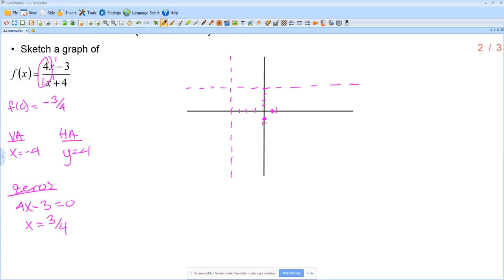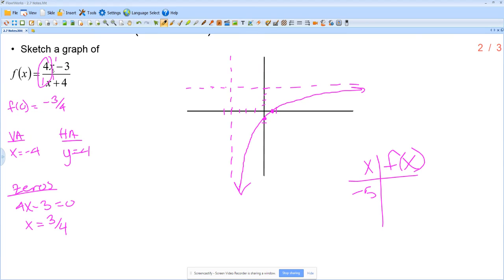Now, because I know these 2 points have to be part of my rational function, I do know that my rational function looks like this. Again, bounded by those asymptotes. And if I wanted to just quickly substitute in, I would pick something like negative 5.